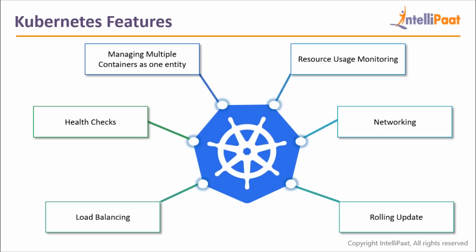Then we have networking. Networking is a fantastic feature in Kubernetes wherein all the containers which are deployed on the Kubernetes cluster can interact with each other as if they were on one system. They could be on 100 nodes or 200 nodes or 300 nodes, but still they can interact with each other irrespective of where they exist on the cluster. So that is also a fantastic feature.